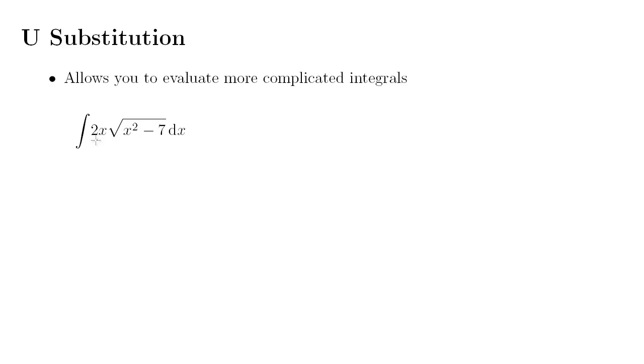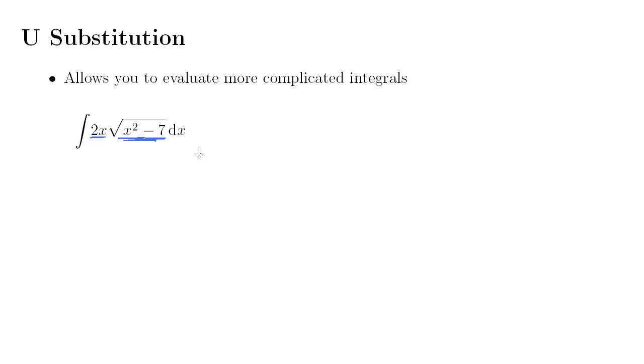So we have 2x times the square root of x squared minus 7. So yeah, this is a lot more complicated than just, for example, the integral of x cubed, and we have to know how to deal with this. And the right way to do this is to use something that's called U substitution. It's a really general technique that's applicable for a lot of different integrals, and I think the best way to really learn it is just to do a bunch of practice problems and just get familiar with it.